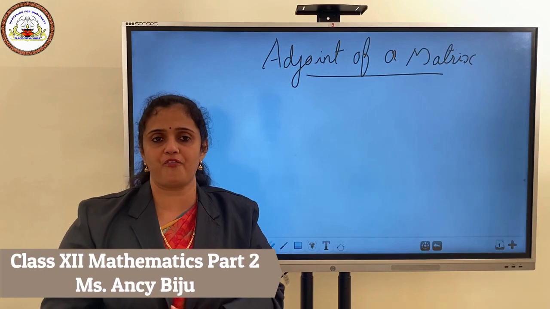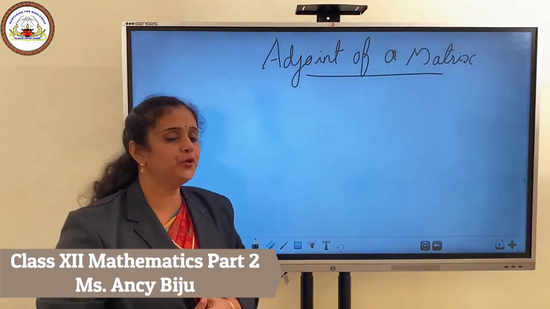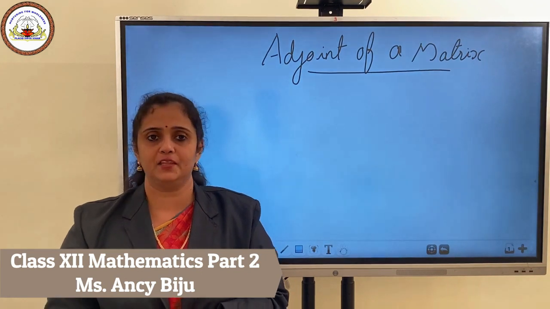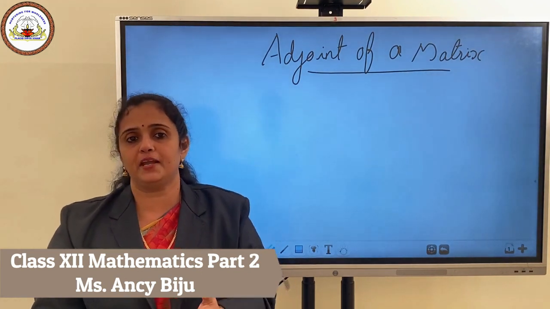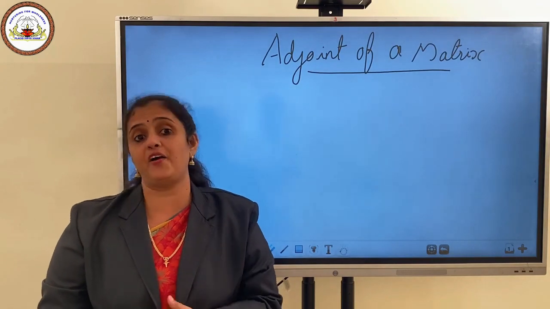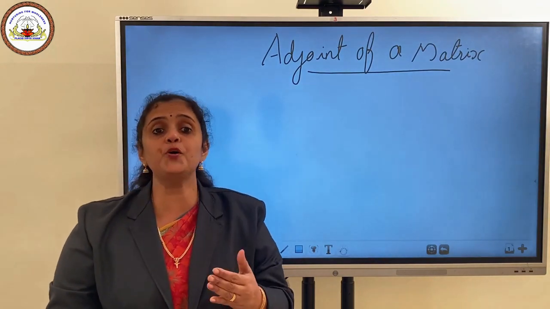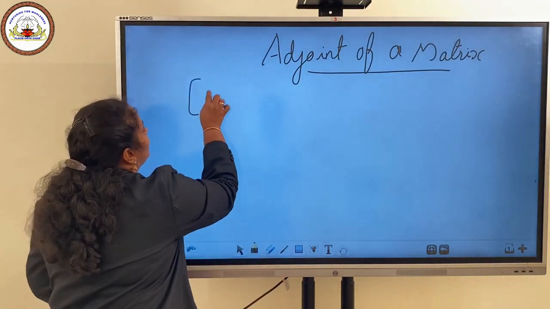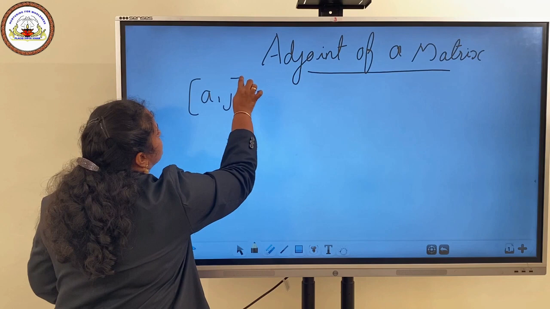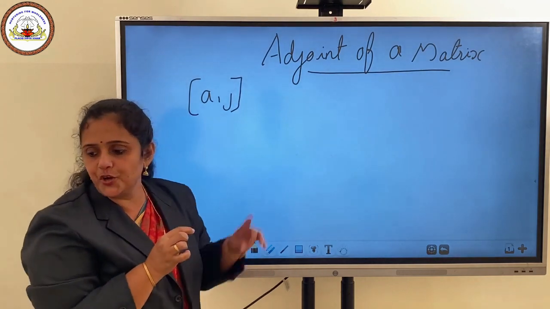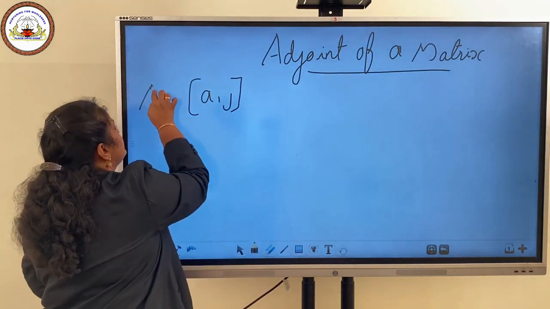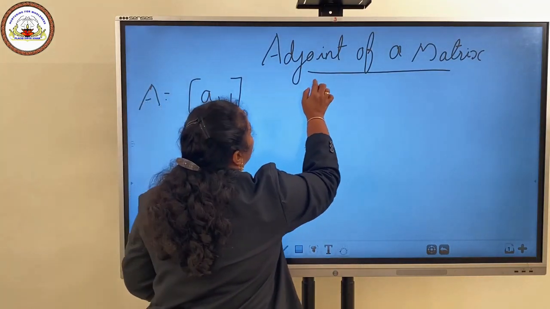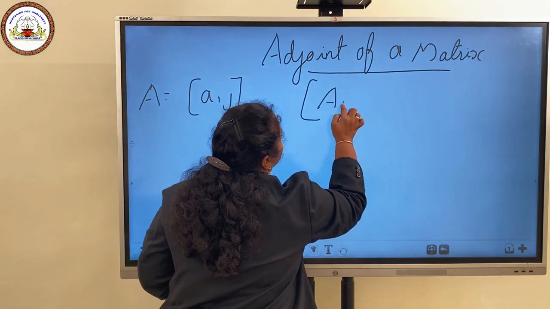Find the minors and cofactor. Today I am going to discuss the new topic, how to find the adjoint of a matrix. The adjoint of a matrix A is defined as the transpose of the cofactor matrix Aij.